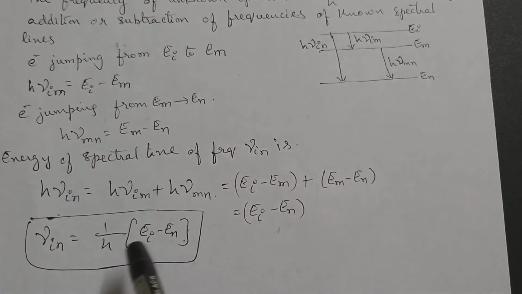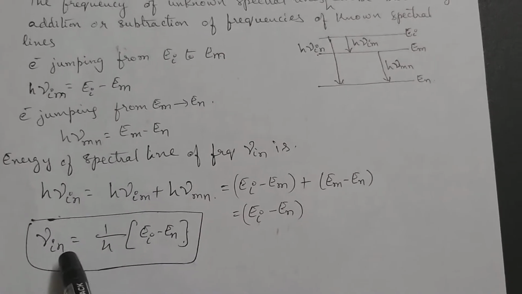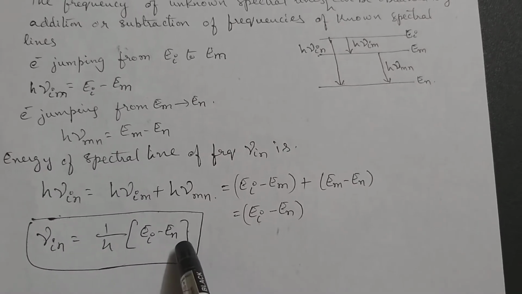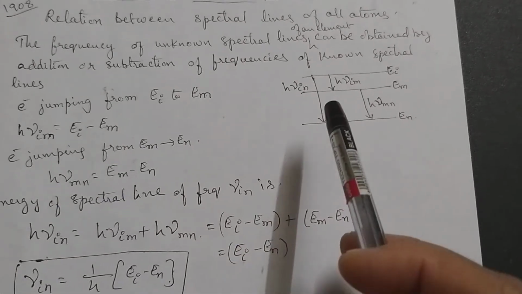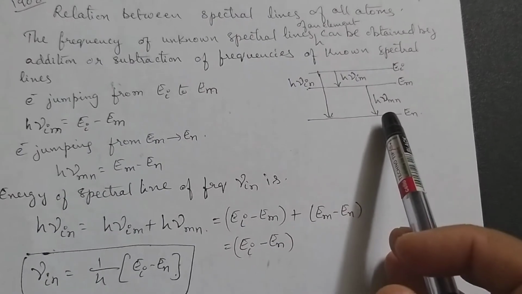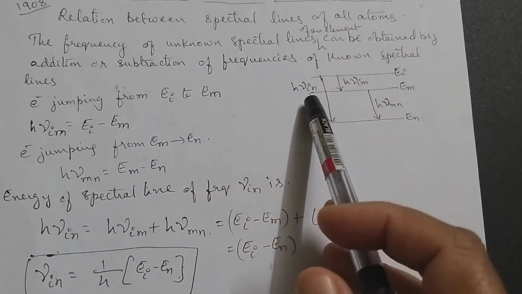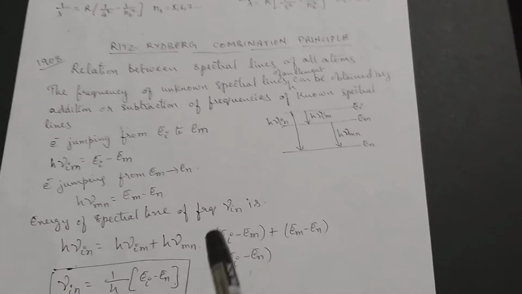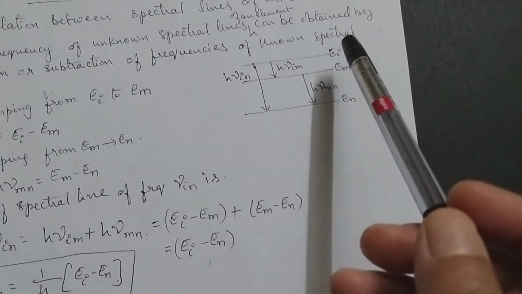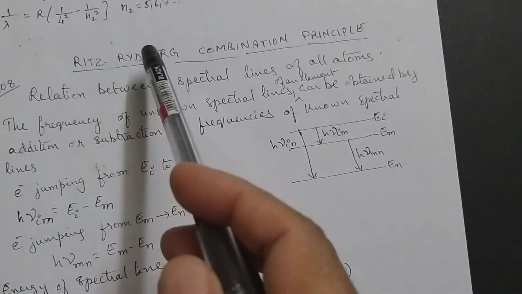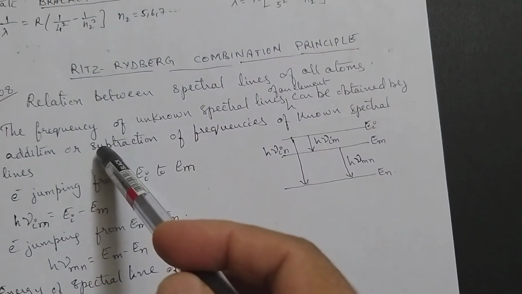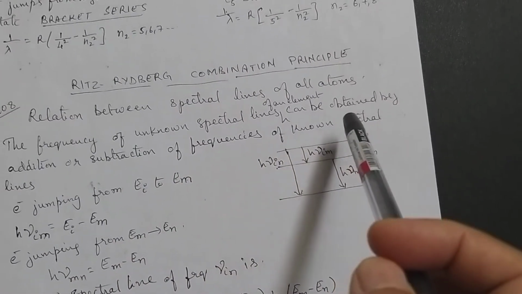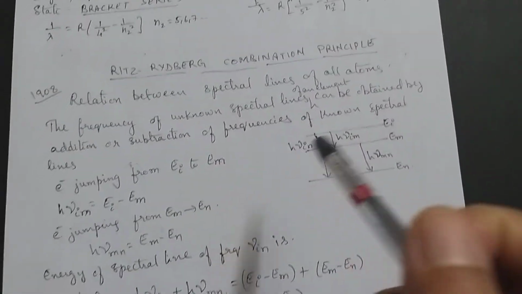So nu in will be equal to 1 by h into Ei minus En. So if you know the values of nu im and nu mn, you can find out nu in. So nu in is the frequency of the radiation emitted when the electron jumps from ith state to nth state. Again I repeat, it is the Rydberg combination principle which allows us to find out the frequencies of unknown spectral lines from known spectral lines.